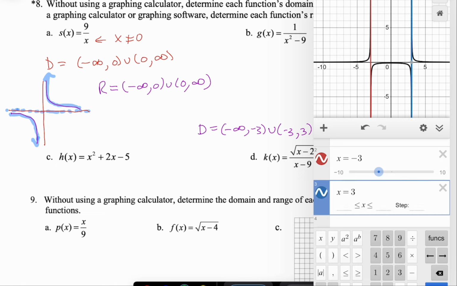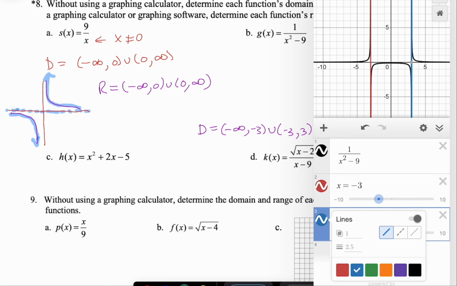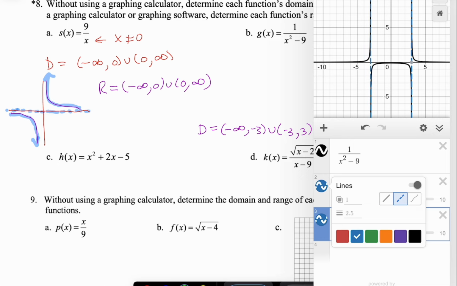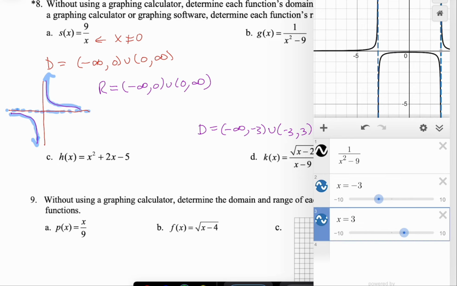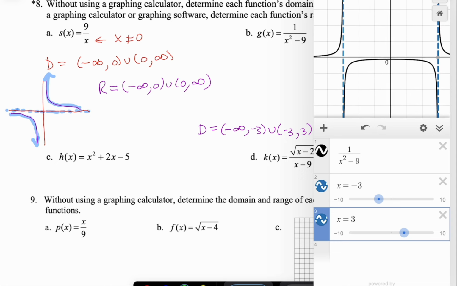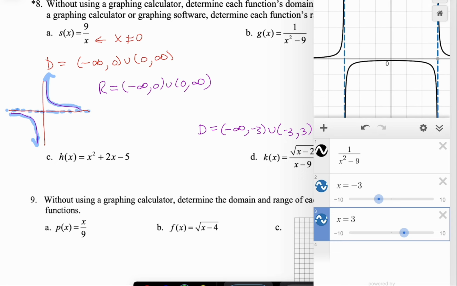And you can see that both of these things are asymptotes. They're called vertical asymptotes. And they are points in the graph that we have skipped. Positive 3, negative 3. Okay, so the 3 pieces tell us that.